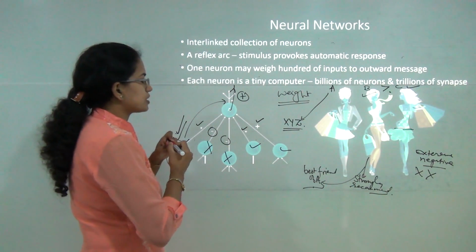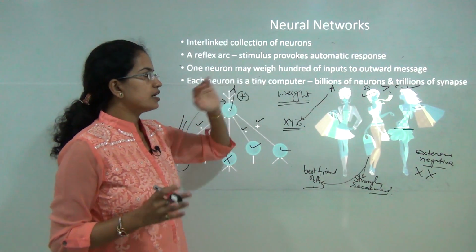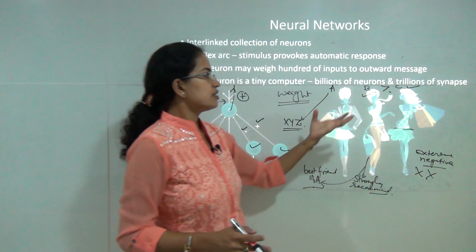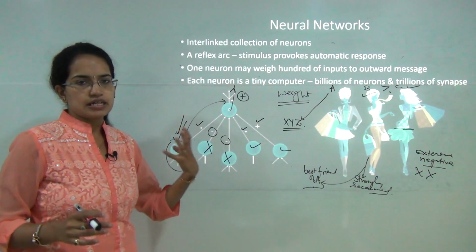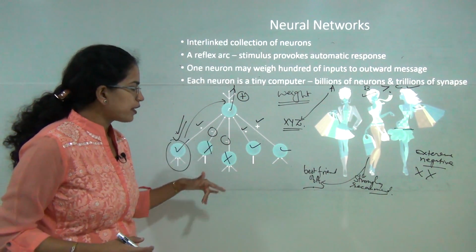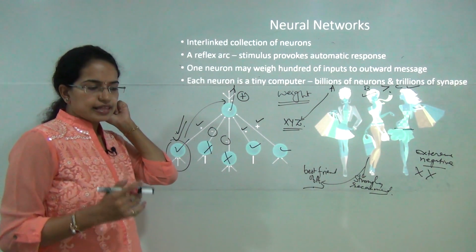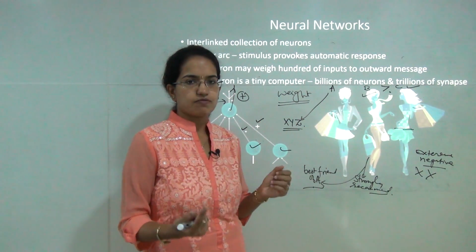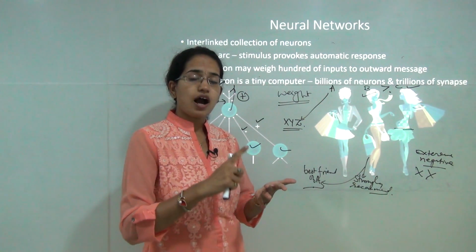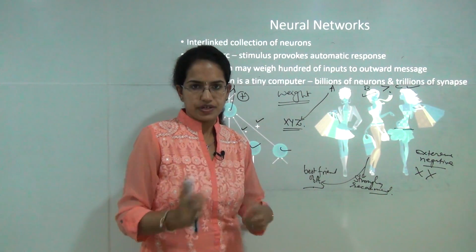So what is the basic idea to understand this? One neuron may weigh hundreds of inputs, and that weightage would outweigh the weight of the other inhibitory signals that are coming in. Now, to process this, you have a reflex arc that works in a similar fashion. For example, if I am pricked by a pin, I would have 1,000 times more probability to withdraw my hand than to not withdraw my hand.